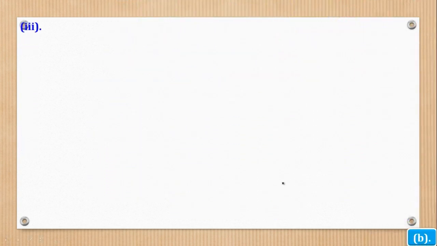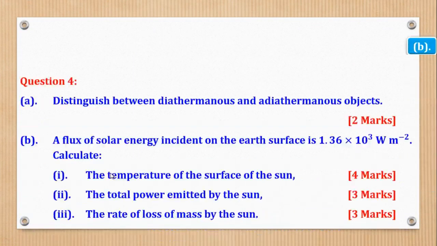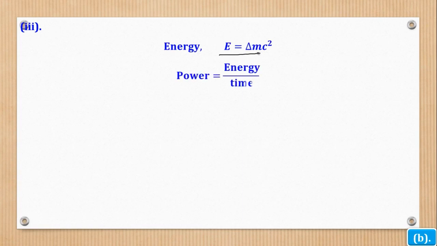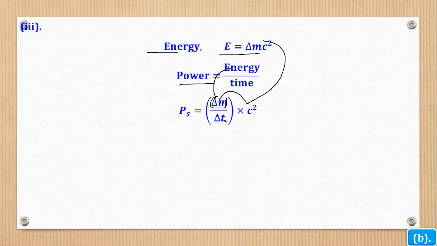So now we shall go to part B, Roman 3. Roman 3 says, calculate the rate of loss of mass by the sun. So energy is given by this formula, mass defect multiplied by the speed of light squared. So that is energy, but power will be energy over time, from the definition, the rate of doing work. So this energy is that multiplied by this as we saw here, but then you divide by time.